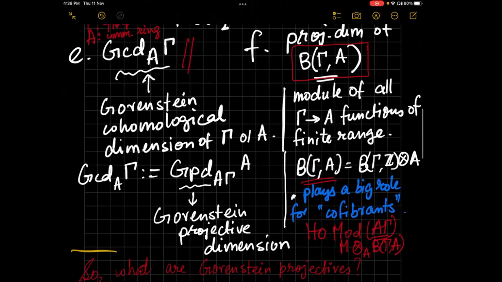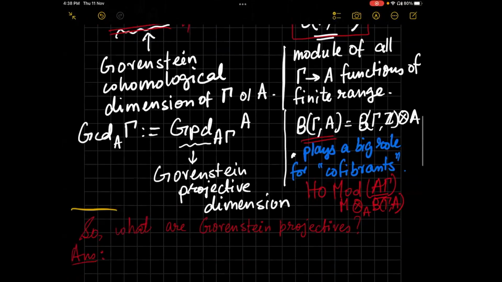And now we come to technically our final invariant, the Gorenstein cohomological dimension. So the Gorenstein cohomological dimension of a group gamma over a commutative ring A, much like the standard cohomological dimension of a group gamma over A, is defined as the Gorenstein projective dimension of the trivial A gamma module A. Now, what is a Gorenstein projective dimension?